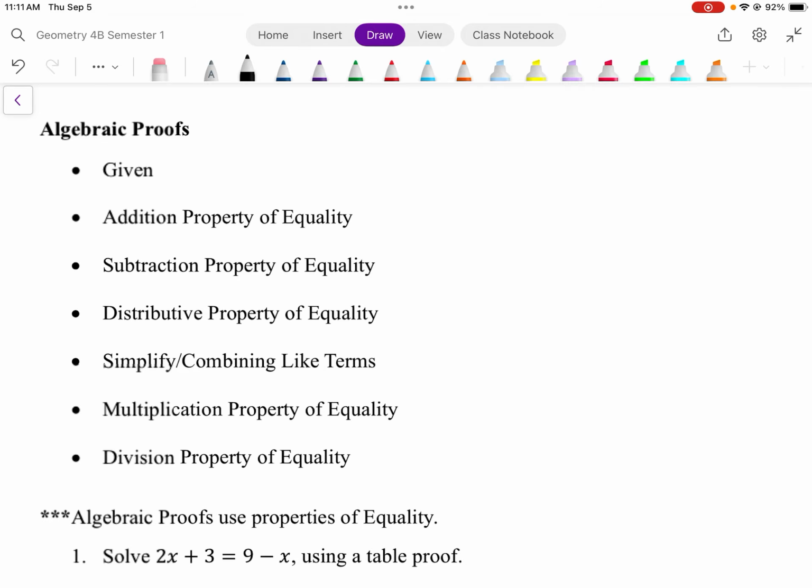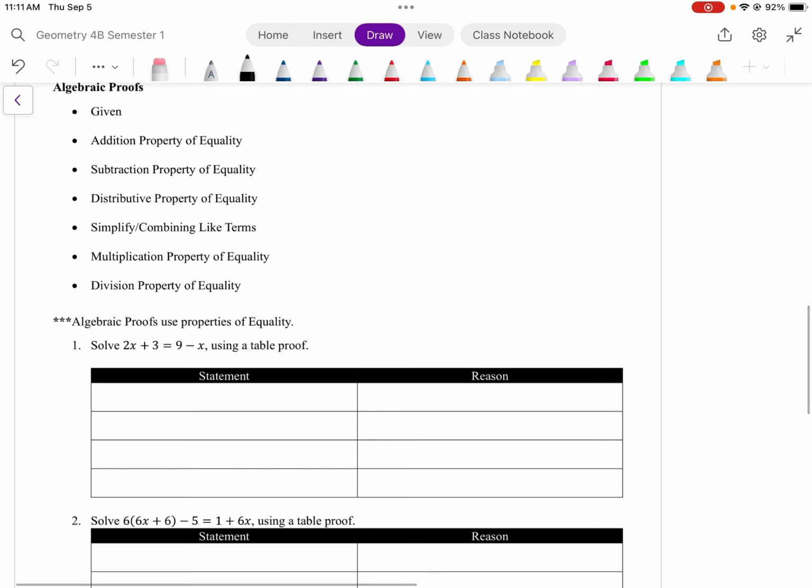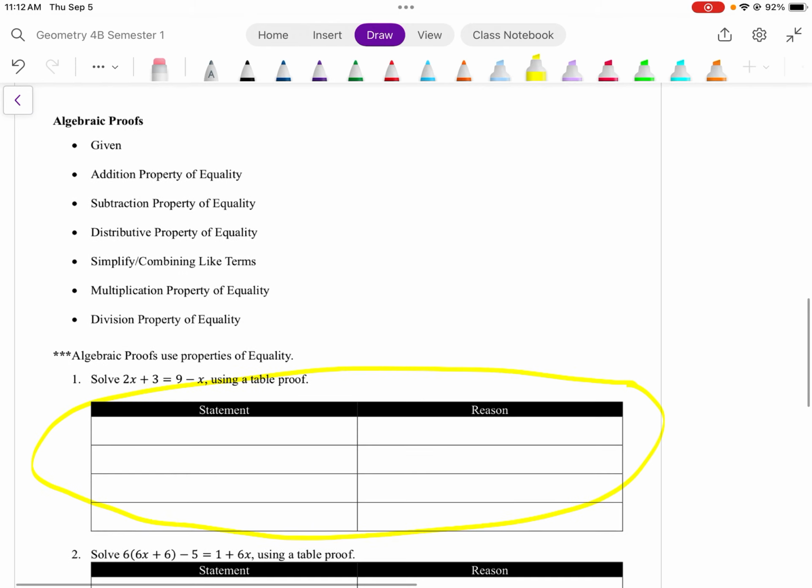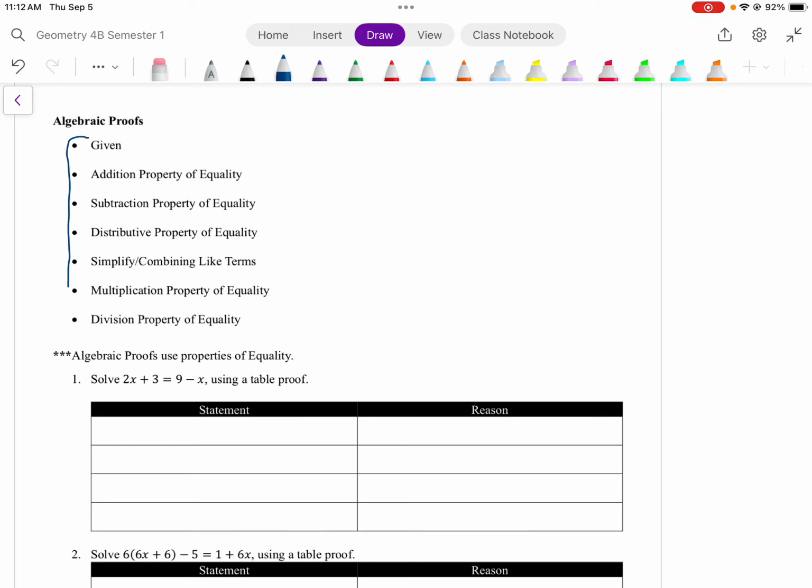On the second page, we're going to be doing something called algebraic proofs. And proofs are in a 2-column table like this one shown below, where one side is the statements that we're going to fill in and one side is the reasons. All of these words at the top with these bullet points, these are the reasons.